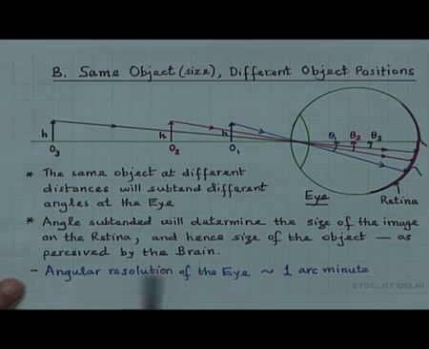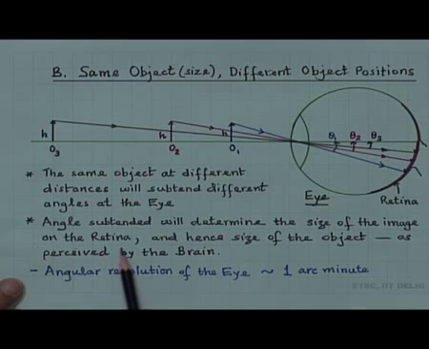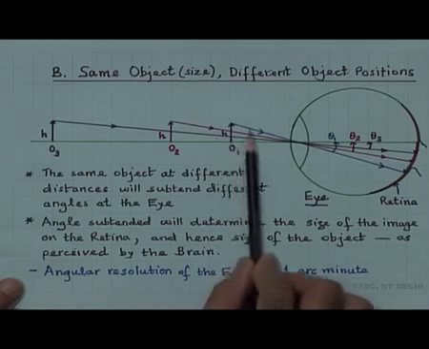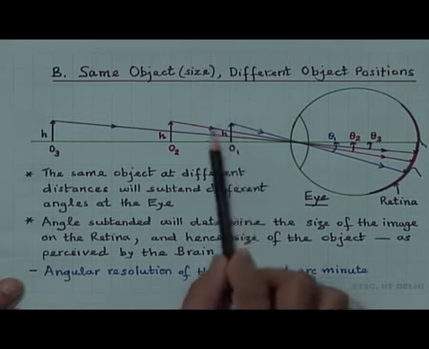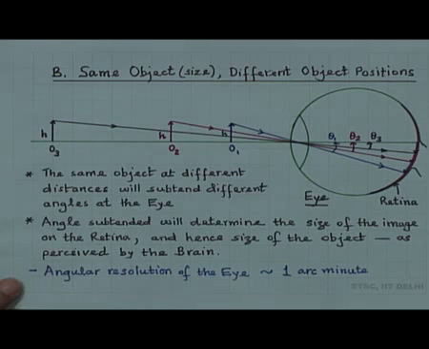So, the point is, the same object at different distances will subtend different angles at the eye. The angle subtended will determine the size of the image on the retina, and hence the size of the object as perceived by the brain. So, the object which is closer will appear bigger compared to the object which is far away, although it is the same object or an object of the same size.